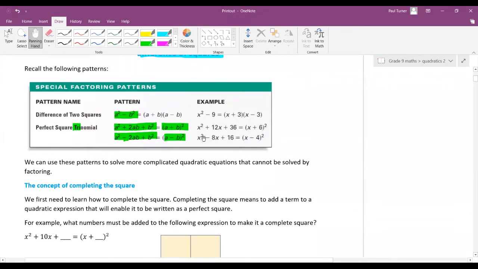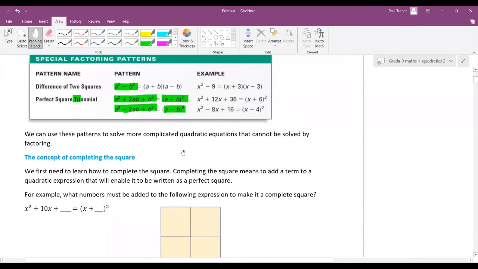So we're going to be using these ideas to solve equations that can't be solved with factoring, okay? Because a lot of questions can't be factorized. So for example, x squared plus x plus 1. You can't write that as 2 factors, okay? We can't write this using x and some number. So many times you'll get equations that can't be solved by factoring, and so we need some other methods.